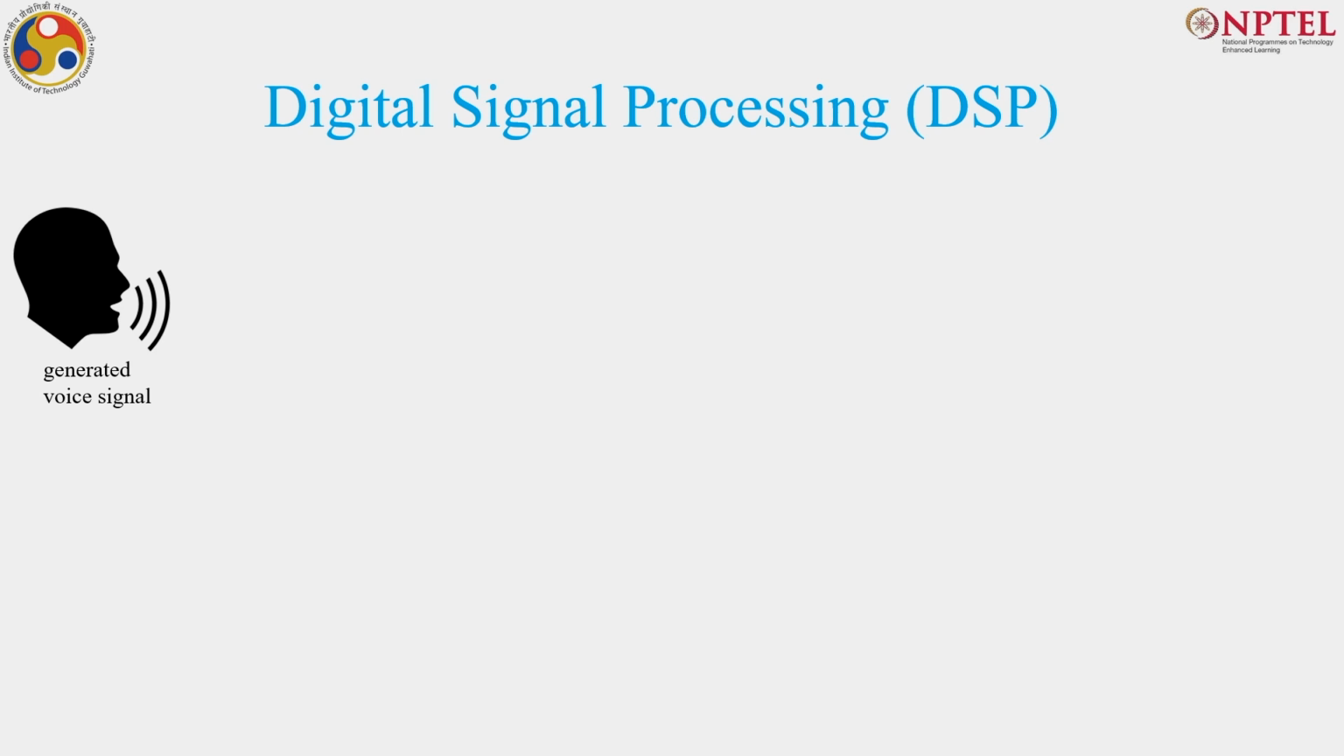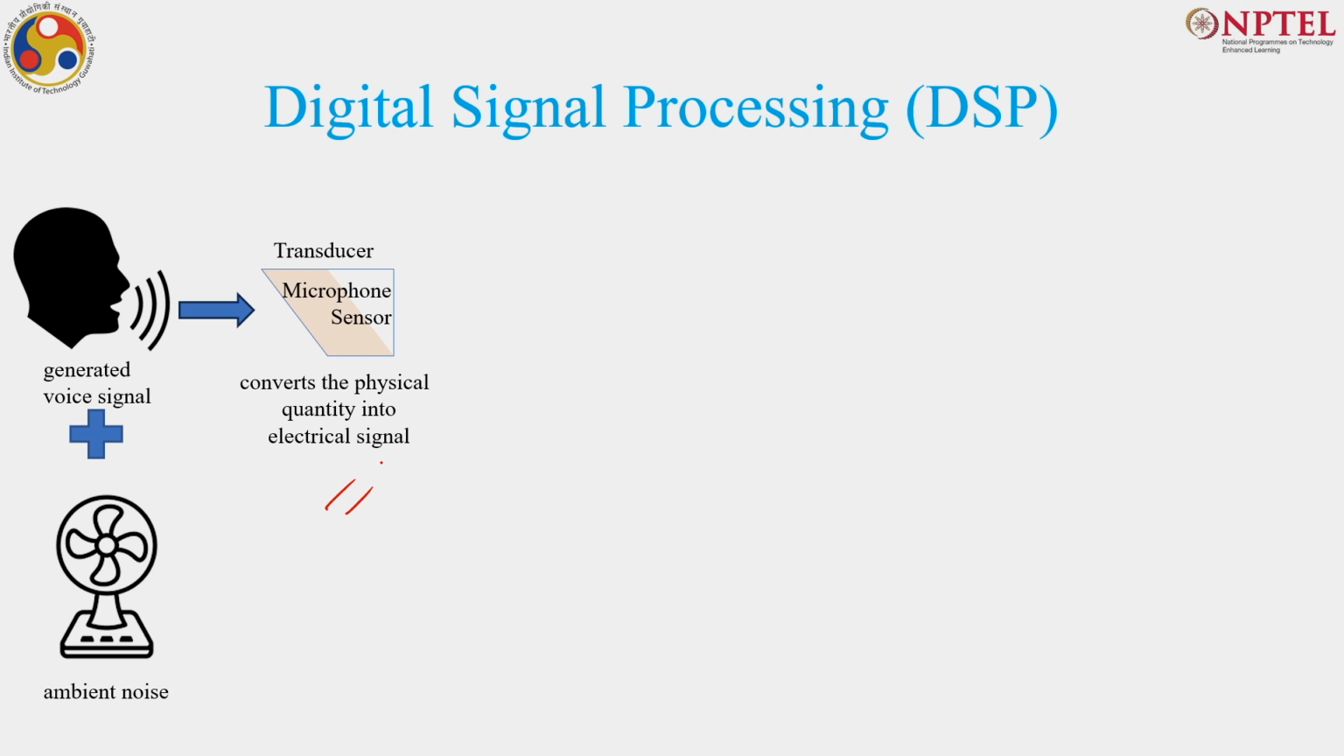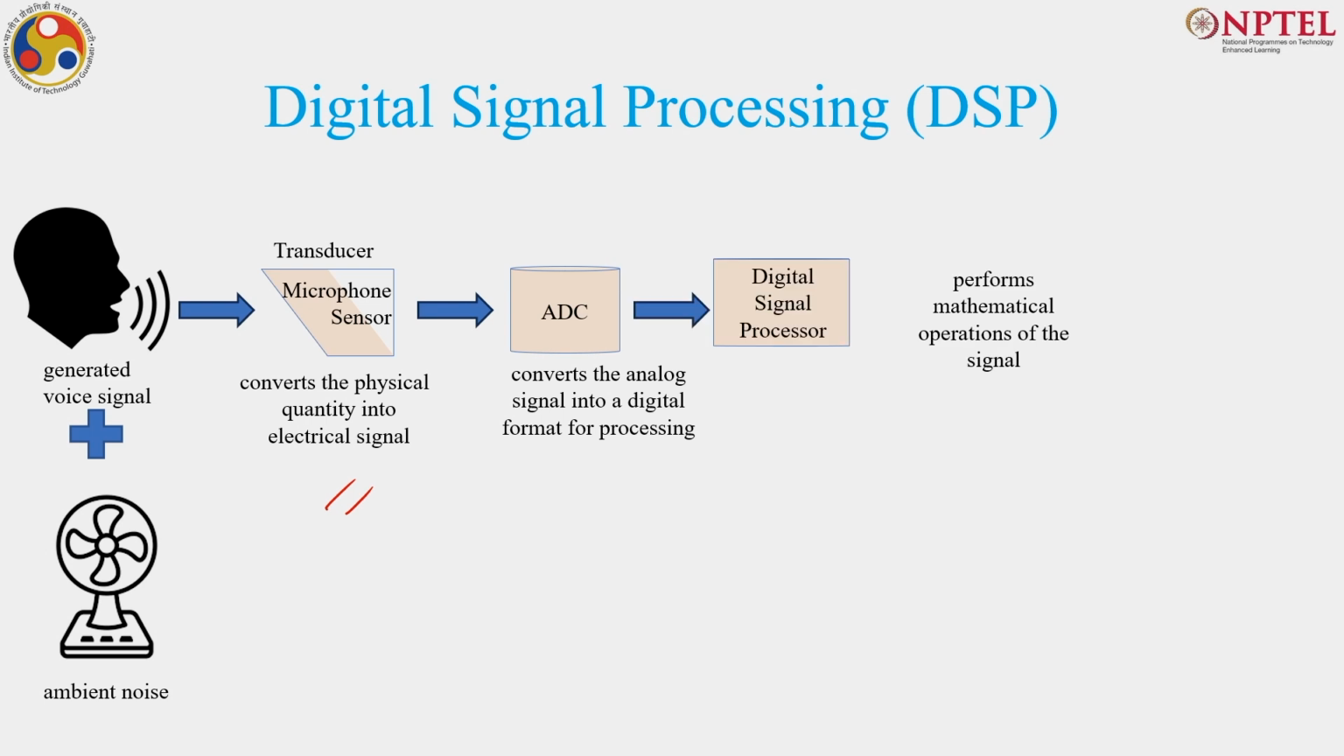So, while I am speaking or recording this lecture, I am generating a voice signal, and there is some noise possibly from some fan or some AC, and what my sensor is recording is the total effect of my voice as well as the ambient noise, and this is converted into an electrical signal, as I said, and this signal which is now captured is an analog signal, passes through an ADC, we get a digital signal.